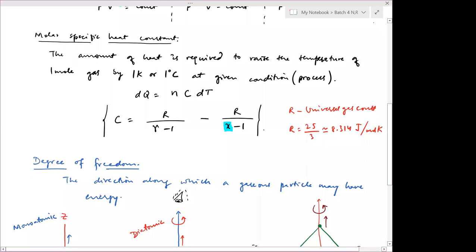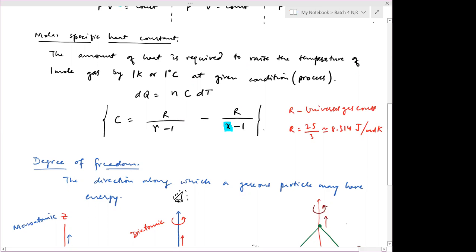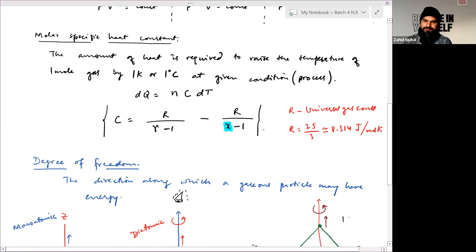Sir, so the third one is triatomic. Yes, okay. This is a case of water molecule. If you will be asked to define for carbon dioxide, it will be linear in shape. So it will behave with the same degree of freedom as a diatomic molecule. Okay. So depending upon the shape of molecule, we may define its degree of freedom.